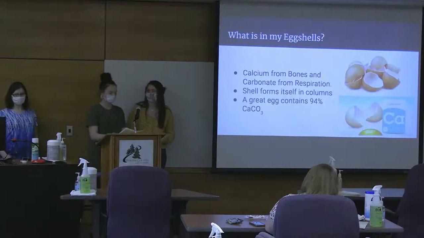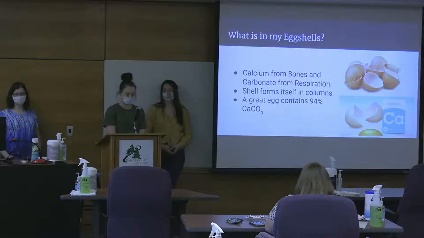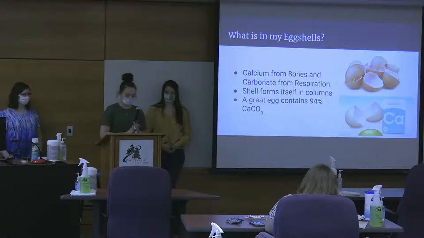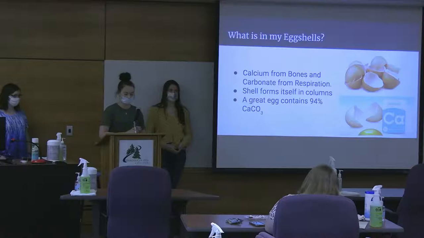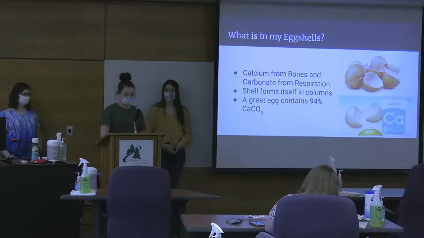What is in my eggshells? Eggshells are created with a combination of calcium derived from the longer bones, like the femur of the chicken, and carbonate from carbon dioxide in the respiration and breathing of the chicken. These substances are carried in the blood of a chicken to the gland that forms the shell by calcification, and this is called the shell gland. The calcium from the long bones is replenished by food in the diet of the chicken.